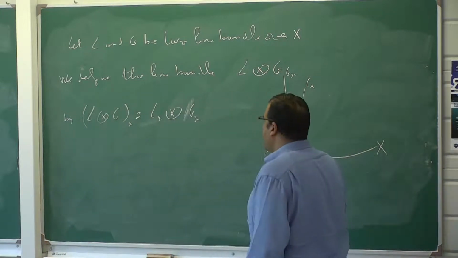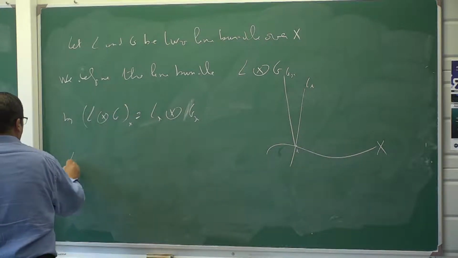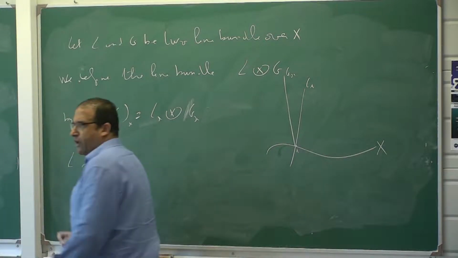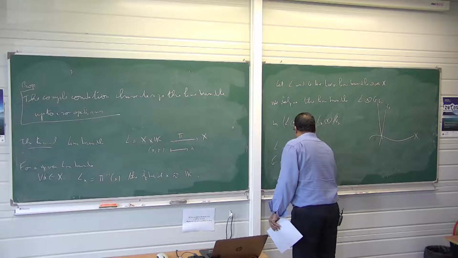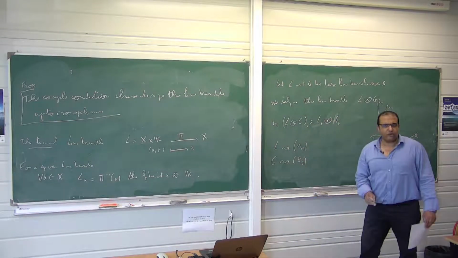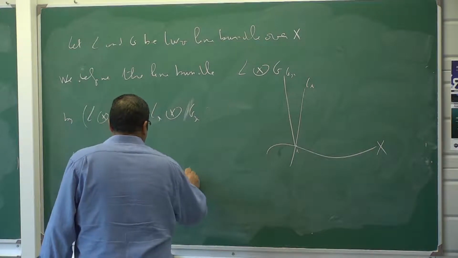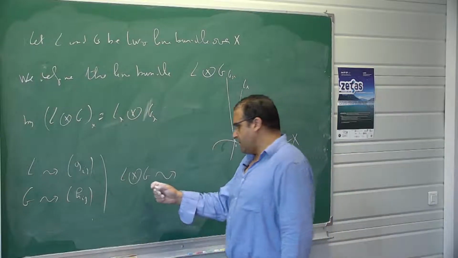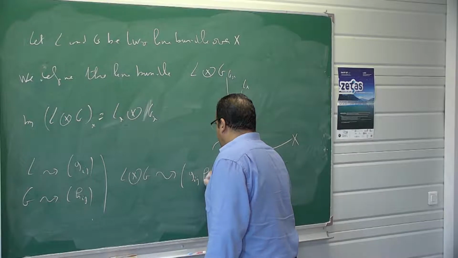And if you want to use trivializations, then if L is characterized by the trivialization g_ij up to an isomorphism, and if G is characterized by the trivialization h_ij up to an isomorphism, then you can define, up to an isomorphism, L tensor G as the line bundle characterized by the trivialization g_ij h_ij.